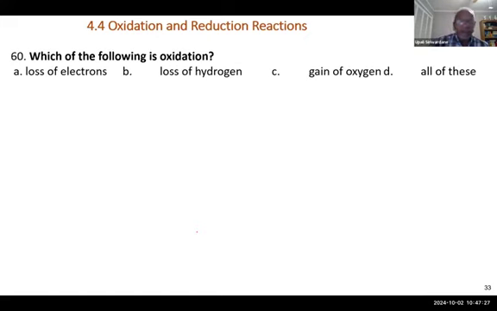Which of the following is oxidation? This is the alternative description. Oxidation is defined as loss of electron in metals and metal ionic compound. Loss of hydrogen or gain of oxygen. These are all descriptions that apply to oxidation.